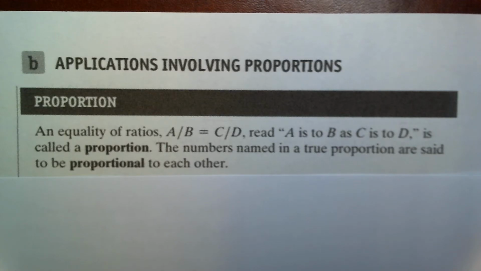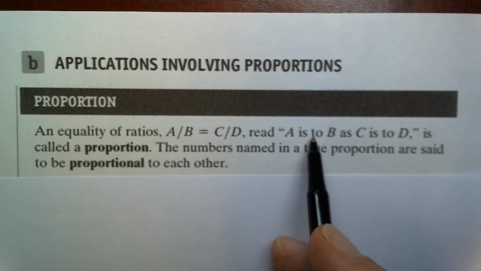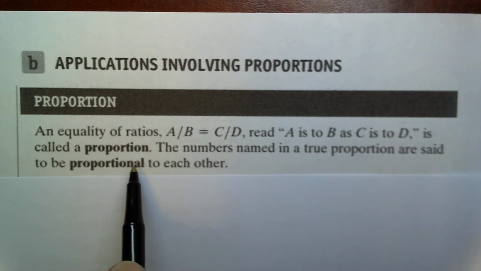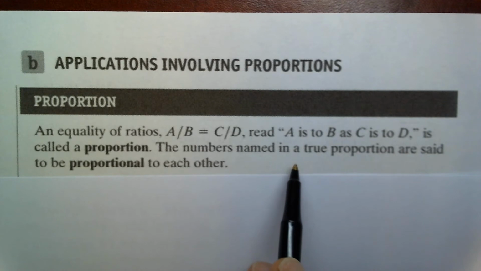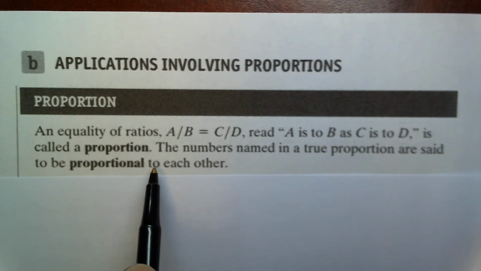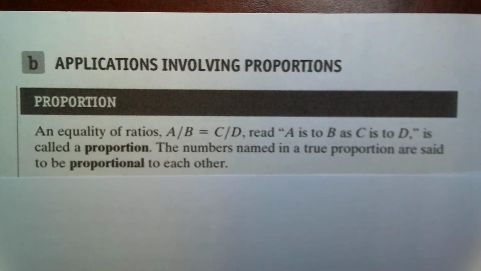So here's a new concept for you: applications involving proportions. A proportion really says that two ratios are equal. A divided by B is equal to C divided by D, or A is to B as C is to D, and that's called a proportion. The numbers named in a proportion are said to be proportional to each other. So a very useful concept in mathematics, as you will see.